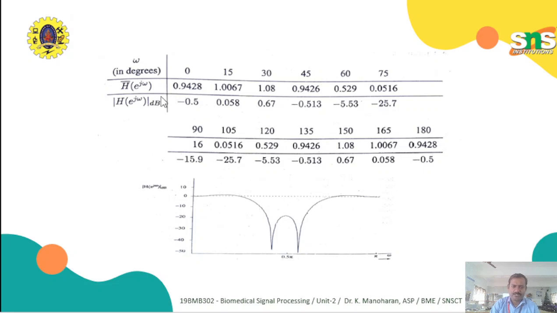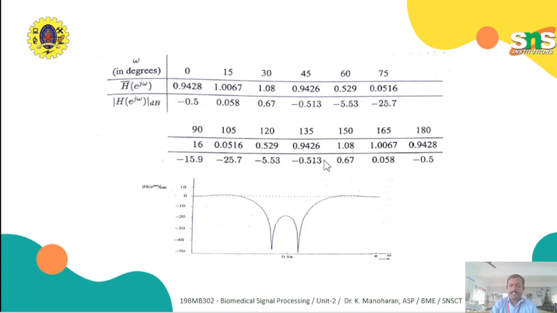We need to take a logarithm for this expression. So this has 0.9428, no? So take a logarithm for this. So log of 0.9428. After that we need to multiply with 20. So that value only, this is minus 0.5. Similarly, each value we need to substitute. So we take a logarithm and then multiply with 20. So here we have the values: take a modulus, take a logarithm and multiply with 20, we write here.